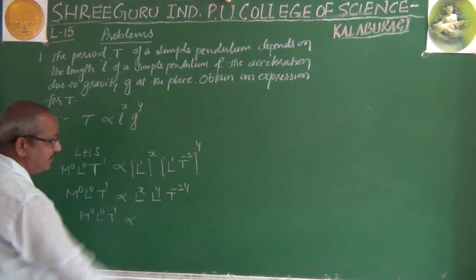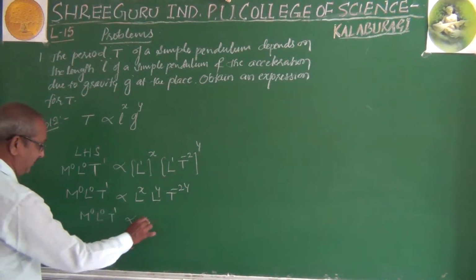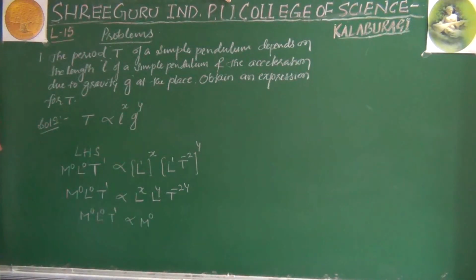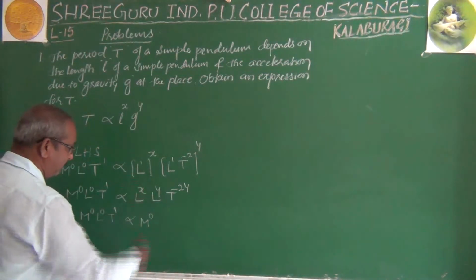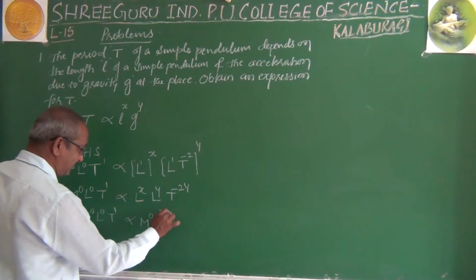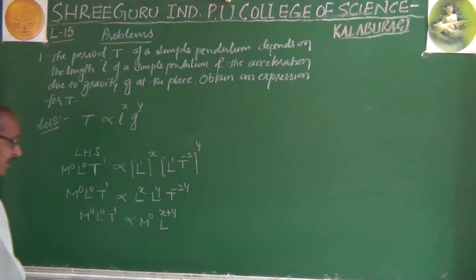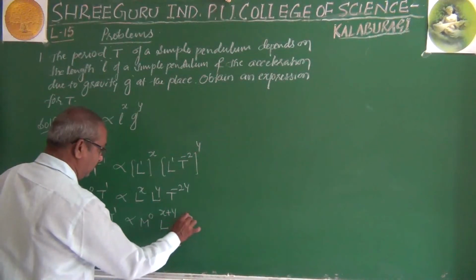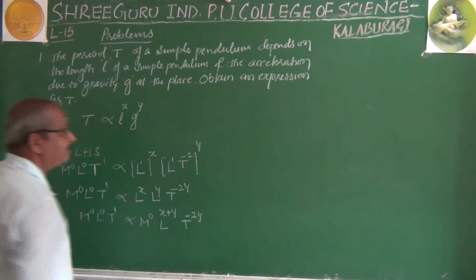Here in this case m is not there, so for that we will write it as m raised to 0. Then the L bases are same, so the indices can be added. Therefore we will get L raised to x plus y, and t raised to minus 2y.